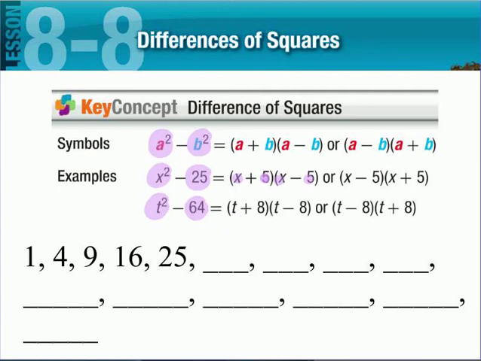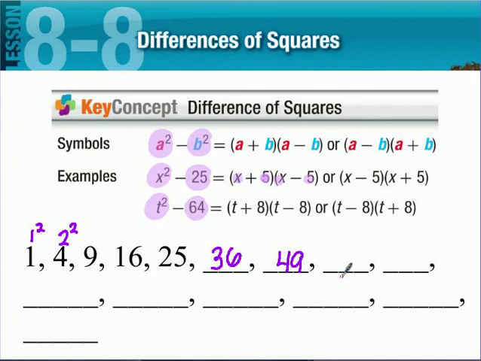Now in order to think about the difference of two squares, we're going to list the first 15 perfect squares. I know that 1 is 1 squared. What is 4? 2 squared. Then we have 3 squared, 4 squared, 5 squared. What'll go here? 6 squared, which is 36. What'll go next?